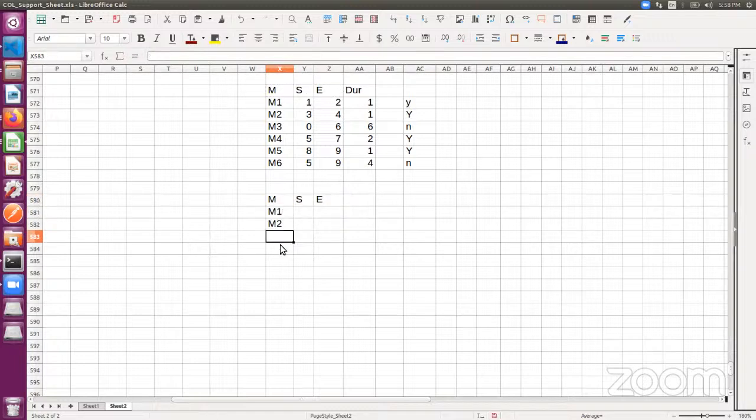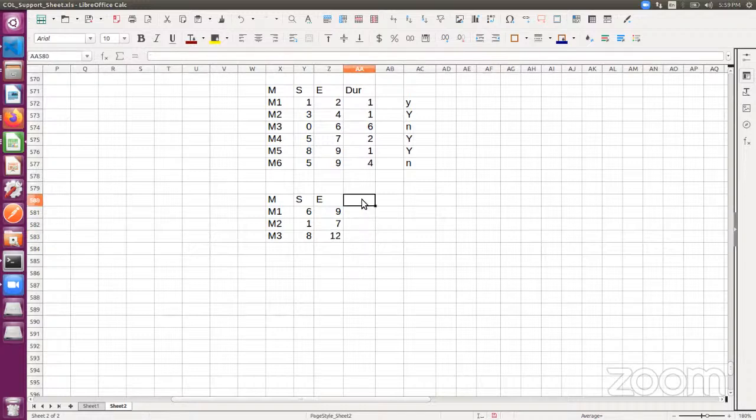M1, M2, M3. So here, match 1, the start time is 6 and the end time is 9. Match 2, the start time is 1, end time is 7. And match 3, start time is 8 and the end time is 12.